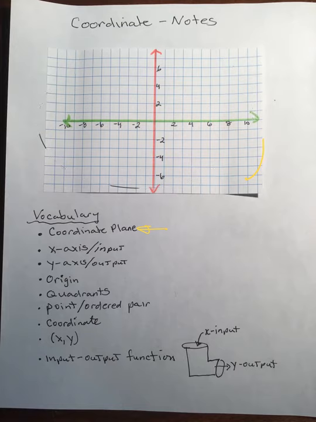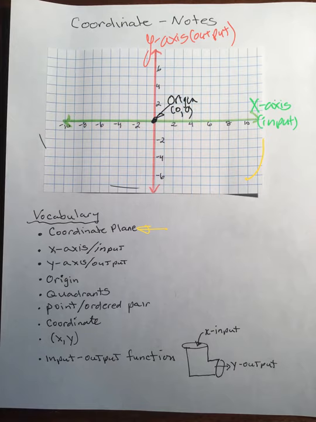X-axis is the horizontal. That's also known as the input, what's going into the function or the machine. And the y-axis is the vertical one, and that is also known as the output, or what's coming out of the machine. And then we have the origin, or where the two axes meet. So that's your origin, and that has the coordinate 0, 0.